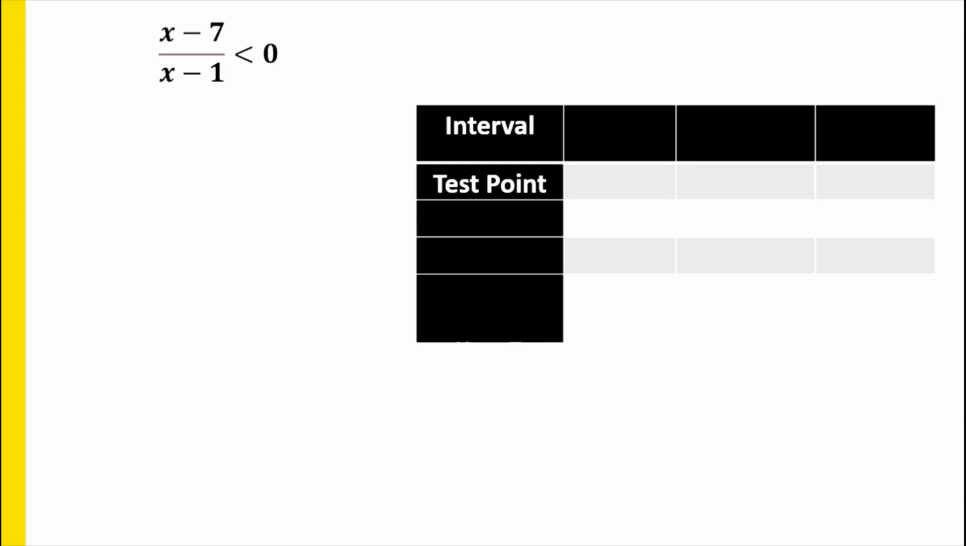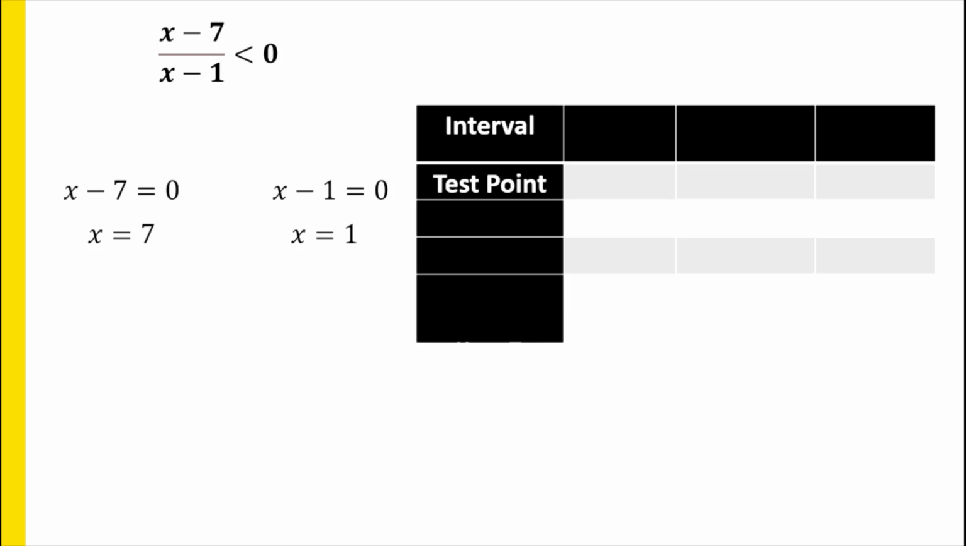So here we have an example. x minus 7 over x minus 1 is less than 0. So first, we write it in standard form. Since this is in standard form already, let's proceed to step 2 wherein we find the critical values. So let's solve for the values of x in the numerator and denominator. So in this case, we'll obtain x is equal to 7 and x is equal to 1.